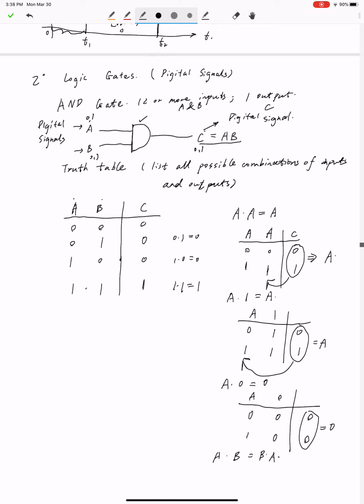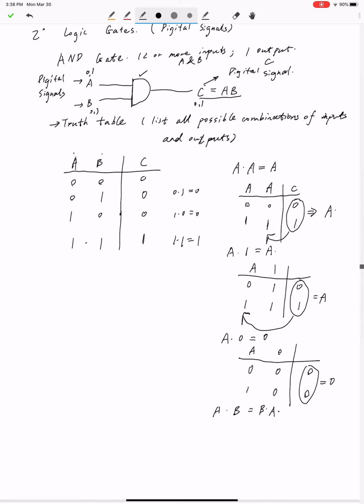Okay? And here is the truth table. The truth table is a tool which lists all possible combinations of inputs and the corresponding output. For instance, this two-input AND gate has four possible input combinations, right? Which are 0 0, 0 1, 1 0, and 1 1. In other words, this truth table has four rows.